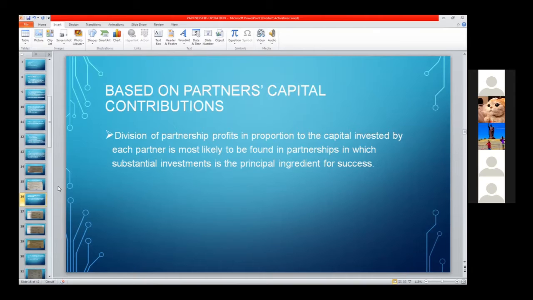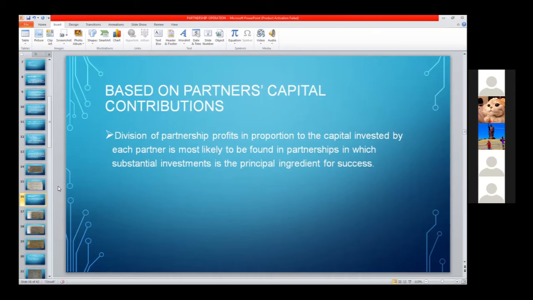So as you can see in this slide, which says based on partners' capital contribution, is one of the 6 ways or schemes on distributing profits or losses. So kanina, nabanggit ni Ate Jillian yung ways or schemes sa distributing ng profit or losses. So division of partnership profits in proportion to the capital invested by each partner is most likely to be found in partnerships, in which substantial investment is the principal ingredient for success. So, yan yung based on partners' capital contribution.